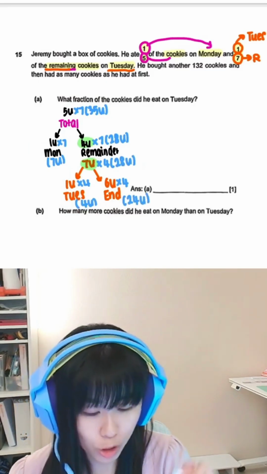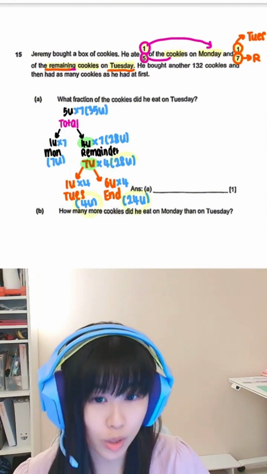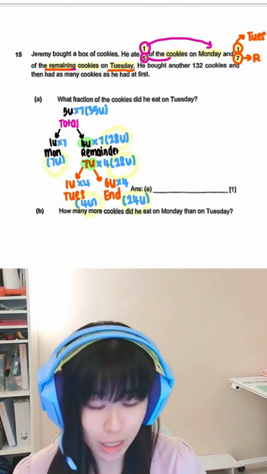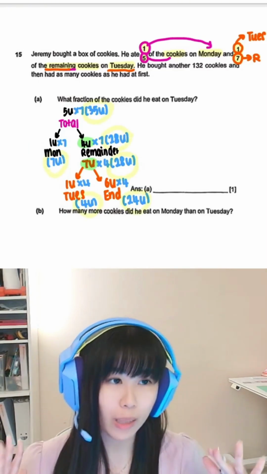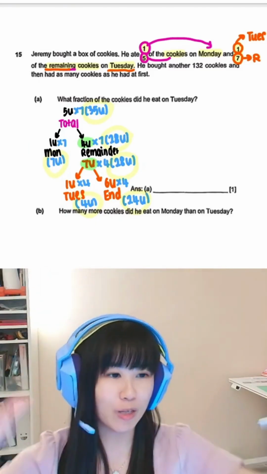Now do a check by circling. So this is what you do. 24 unit plus 4 unit equals 28 unit. That's your remainder. 28 unit plus Monday 7 unit, total 35 unit. Okay, so all the numbers must match up. That means you never make any careless mistake. And then you can solve the question.